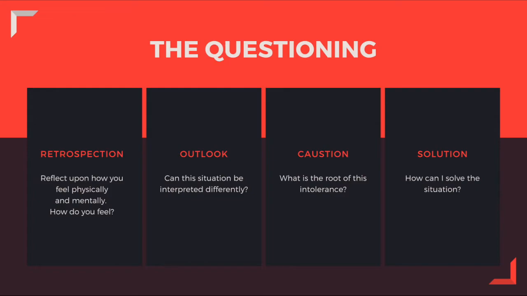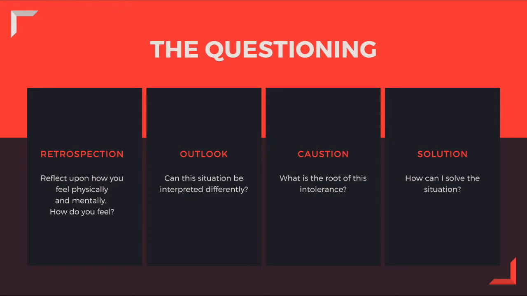Now, first off, to start improving our tolerance level, we need to check for the outlook factor. Can this situation be interpreted differently? And once you can interpret the situation differently, automatically you will adjust and enhance your tolerance. Once you adopt a different mentality and a different outlook towards certain problems, you will automatically build the coping mechanisms and tolerance towards similar situations.